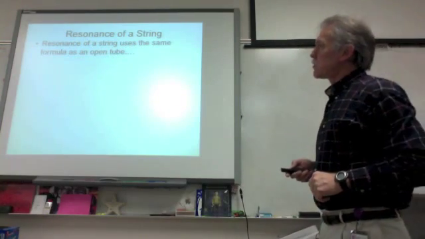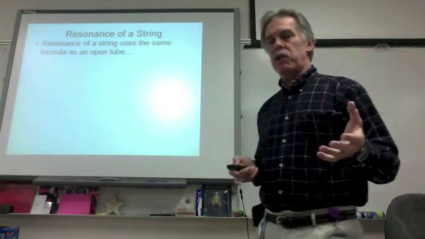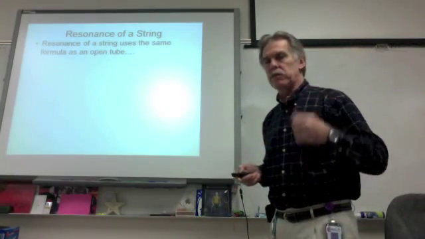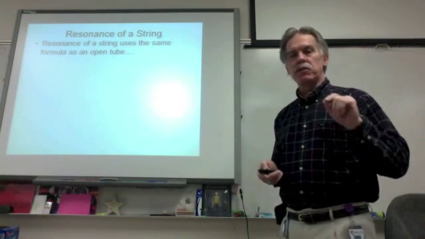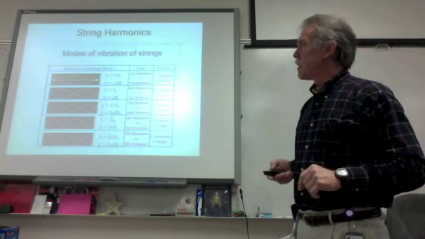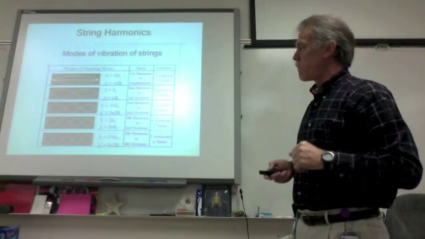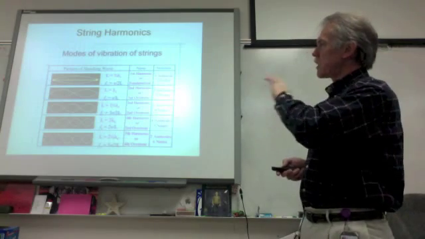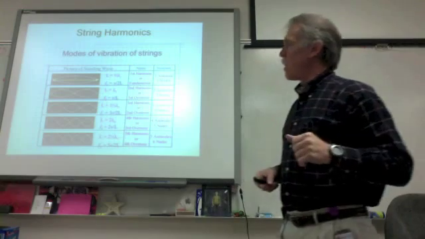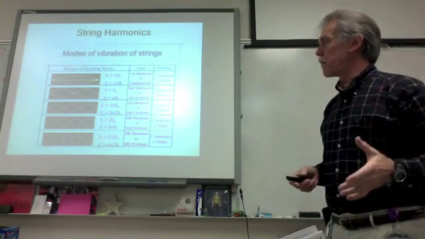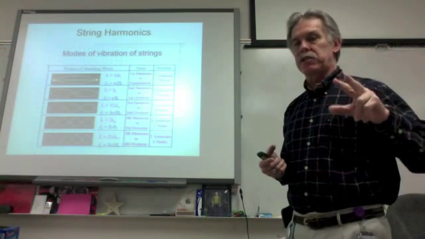So on the resonance of a string, it uses the same formula as an open tube, and we've already talked about what the first, second, third, fourth, fifth, sixth harmonics look like, and you can have all the harmonics on a string. There's no skipping the even ones. Here's the diagram of the first, second, third, fourth, and fifth harmonics, and the formulas that go with that. Notice that on the first one, it's f1 equals v over 2L. We talked about that. On the second one, f2 is just v over L because the 2's cancel.